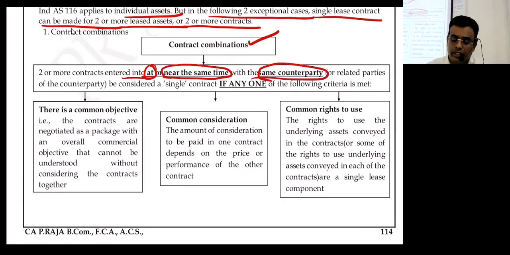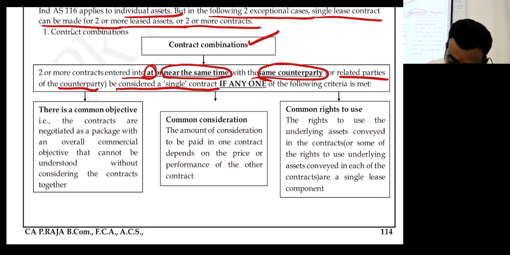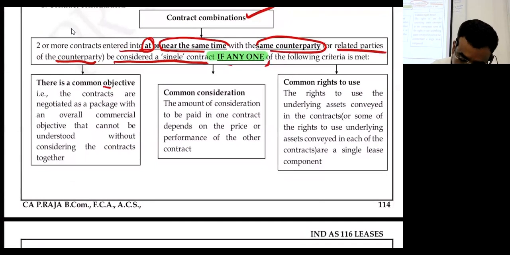So only the changes come in this, that is all. Correct? Or related party, that is also the same. Yes, sir. There related party was also there. Of the counterparty, there they would have said of the party. To be considered as a single contract, if any one, note this well, any one, not all of the following criteria is met. There is a common objective, common consideration, common right to use. Objective should be common, consideration should be common, rights to use should be common.